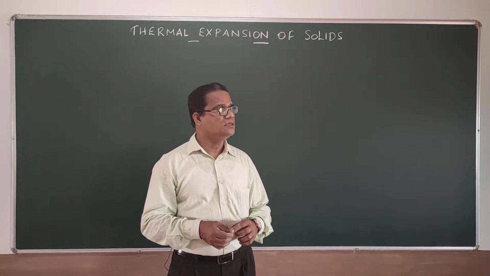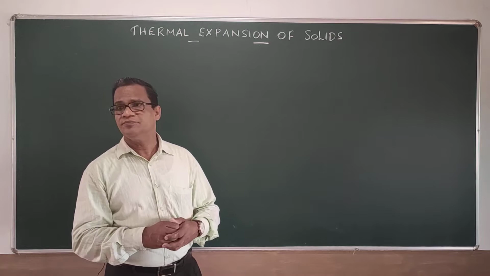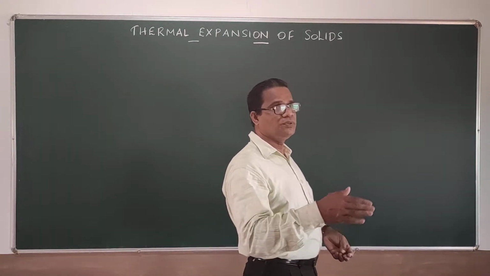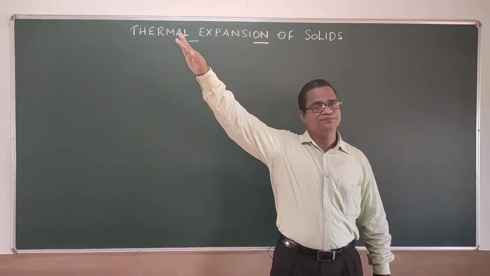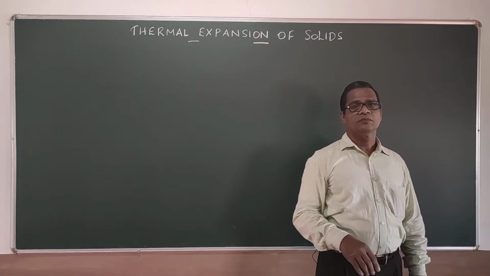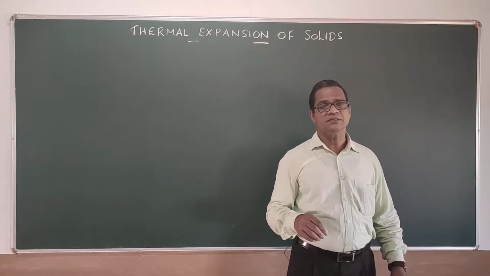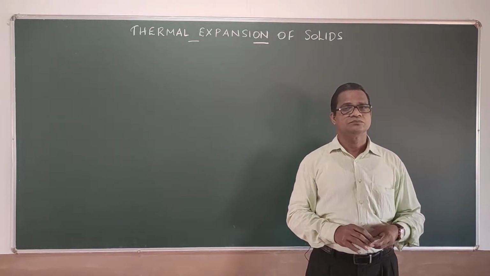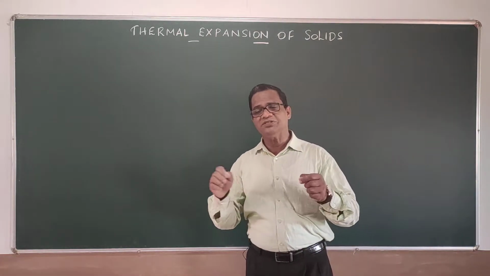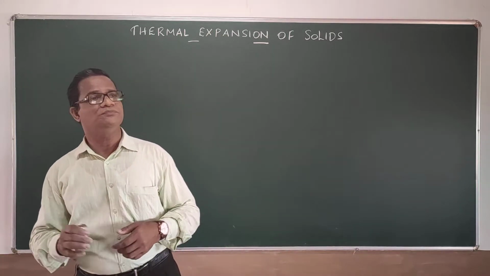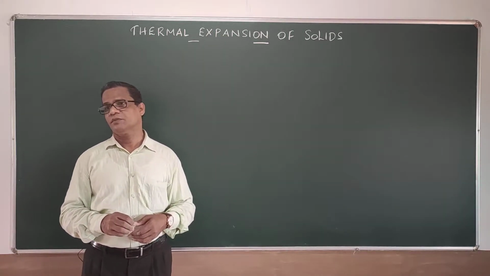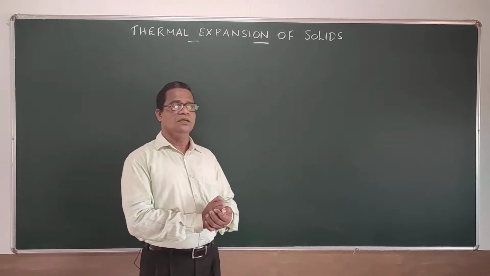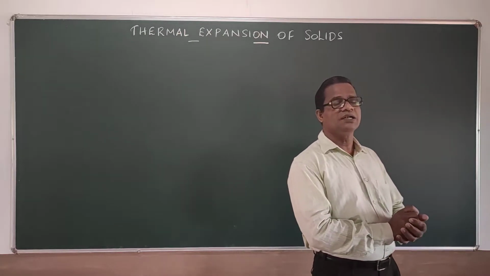And you might have seen in the summer season, the electric lines, they are metal wires, are found to be sagging a lot. But in winter season, they will be almost straight. So this sagging and becoming straight depends upon the temperature of the surroundings. So there is something happening to the solid material by absorbing or releasing heat.